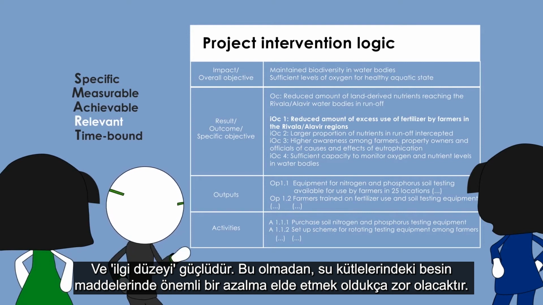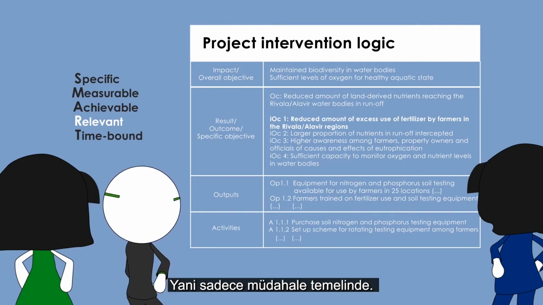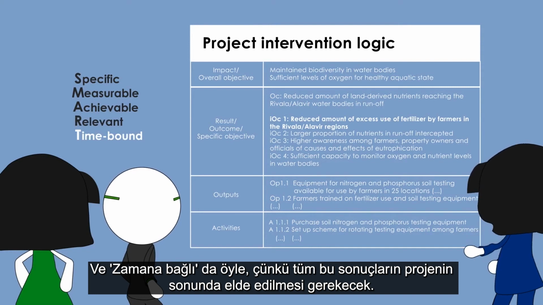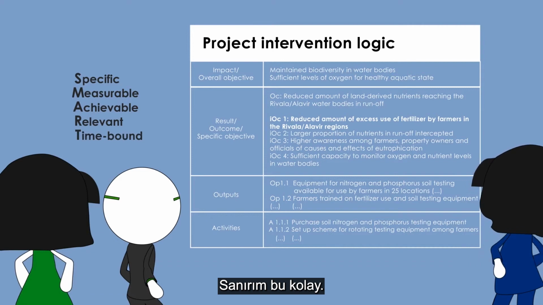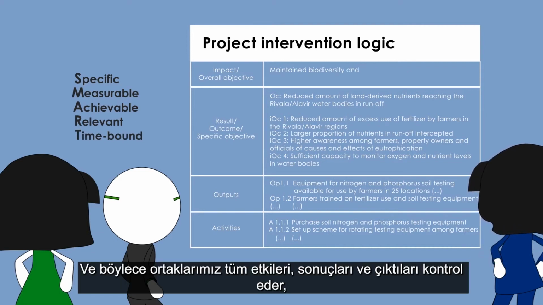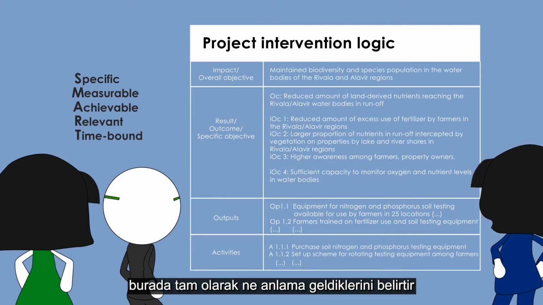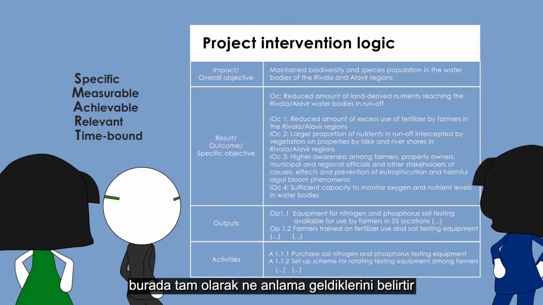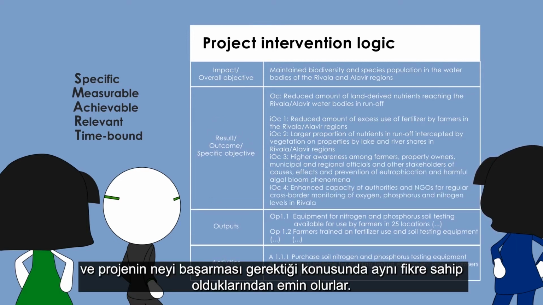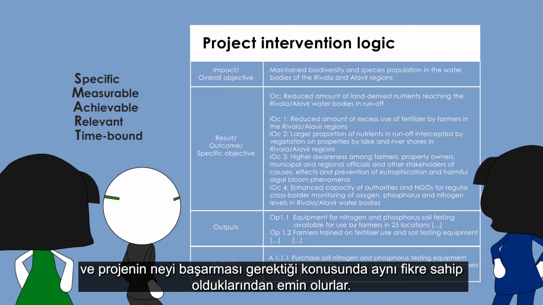And relevance is strong, as without this, it will be quite hard to achieve some significant reduction of nutrients in water bodies. I mean, only on the basis of interception. And time-bound it is as well, as all of these results will have to be achieved by the end of the project. I guess that is easy. And so our partners check all impacts, results, and outputs, making some small corrections, specifying here and there what exactly they mean, and making sure they have the same idea on what the project should achieve.